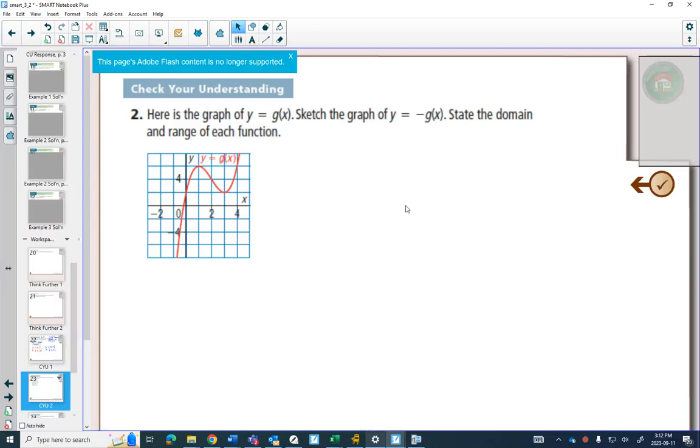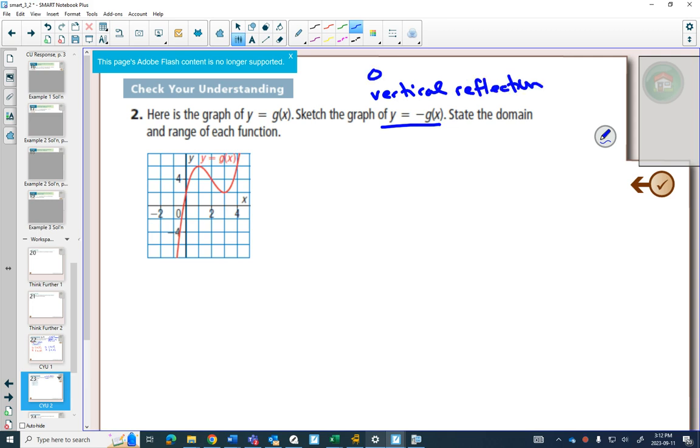All right, here we have the graph of g of x. This time, they say sketch the graph of y equals negative g of x, so I'll underline that. That negative is outside, so we can think of that as a vertical reflection, which means you're going over the x-axis. The x-axis equation was the line y equals 0.